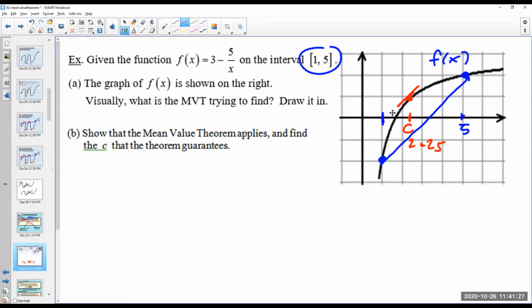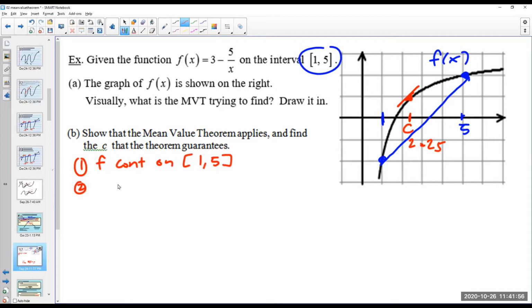All right, so that was with a visual. That was doing MVT with a picture. Let's see if we can do MVT algebraically. Letter B says, show that the mean value theorem applies. So this is just like IVT. You basically have to say that F is continuous on the closed interval first. We did this for IVT.